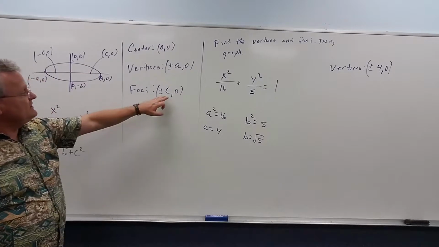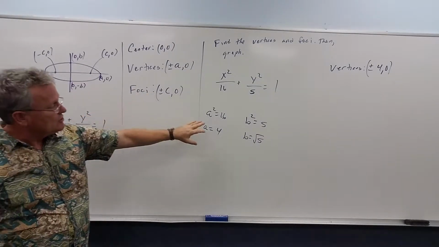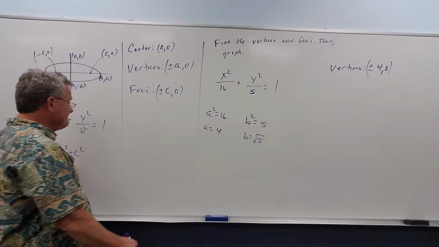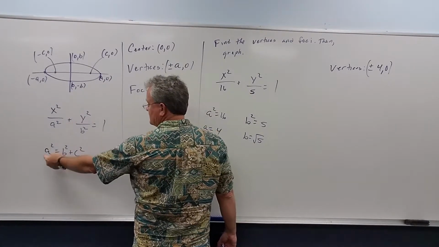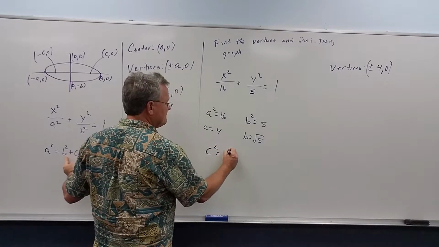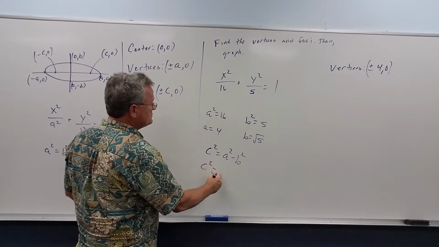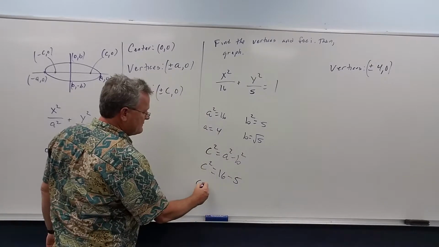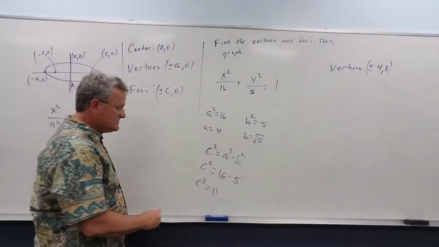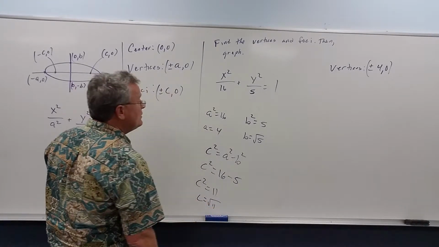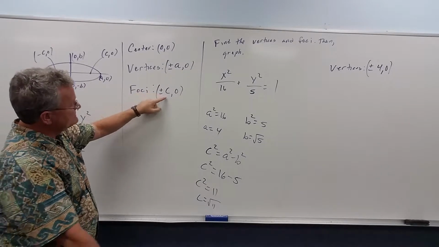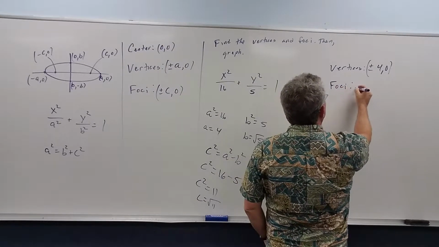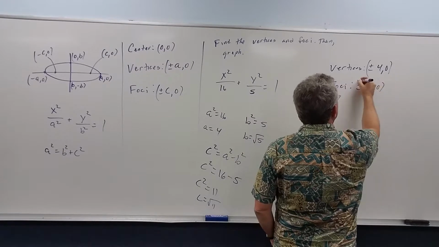All right, so now we need to find c in order to find the foci. We know what a and b are, so then we use this Pythagorean relation right here to find c. From this formula, c squared is equal to a squared minus b squared. And then we plug it in. So c squared is a squared, which is 16, minus b squared, which is 5. c squared is 11, so c is the square root of 11. So that means the foci are at plus and minus the square root of 11, comma 0.